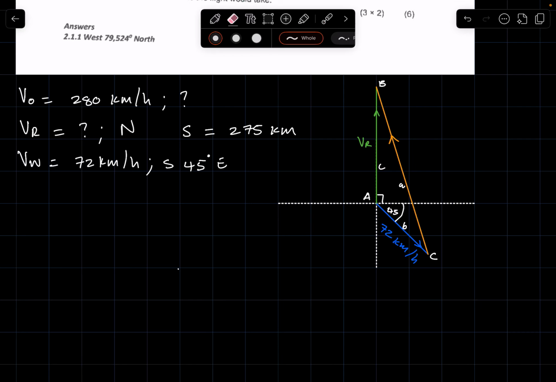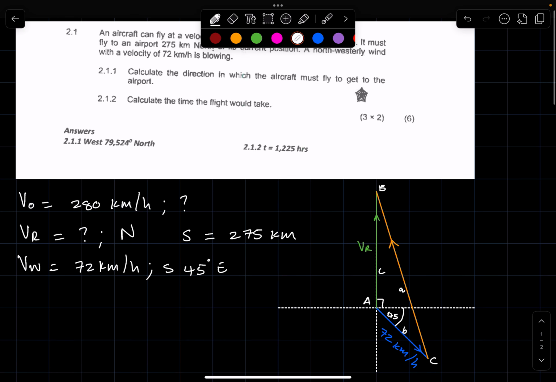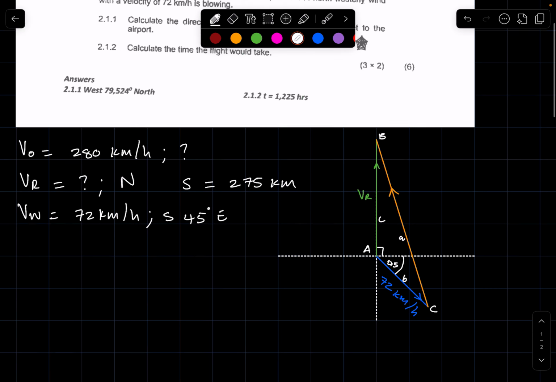Now let's look at questions. 2.1.1, calculate the direction in which the aircraft must fly to get to the airport. That's 2.1.1.